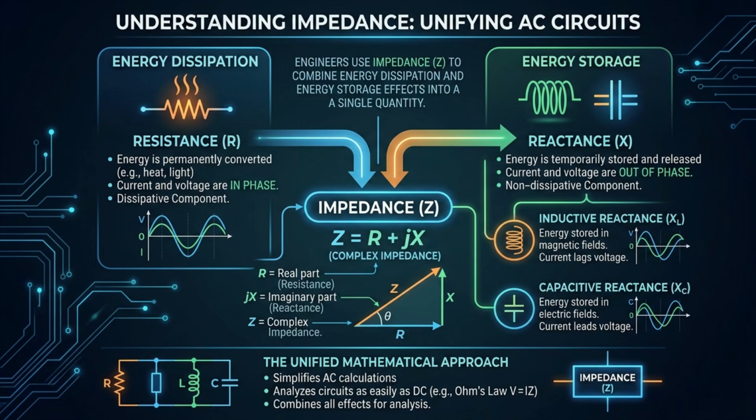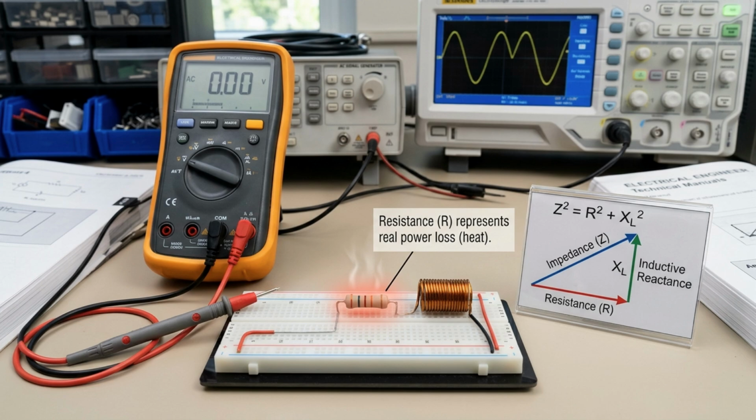It combines both energy dissipation and energy storage effects into a single quantity, allowing AC circuits to be analyzed using a unified mathematical approach. Impedance consists of two parts: resistance and reactance. Resistance represents real power loss, where electrical energy is converted into heat. This is the same concept already studied in DC circuits and remains important in AC analysis.